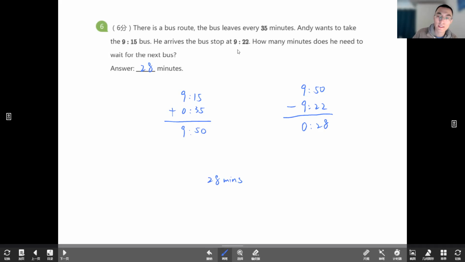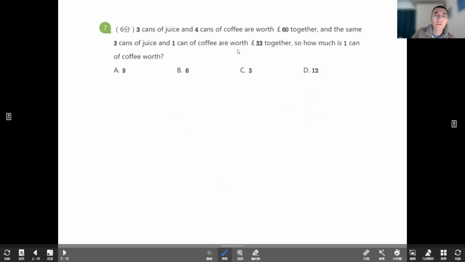That's question number 6. Let's keep going to question number 7 over here. So 3 cans of juice and 4 cans of coffee are worth 60 pounds together. And the same 3 cans of juice and 1 can of coffee are worth 33 pounds together. So how much is 1 can of coffee worth?